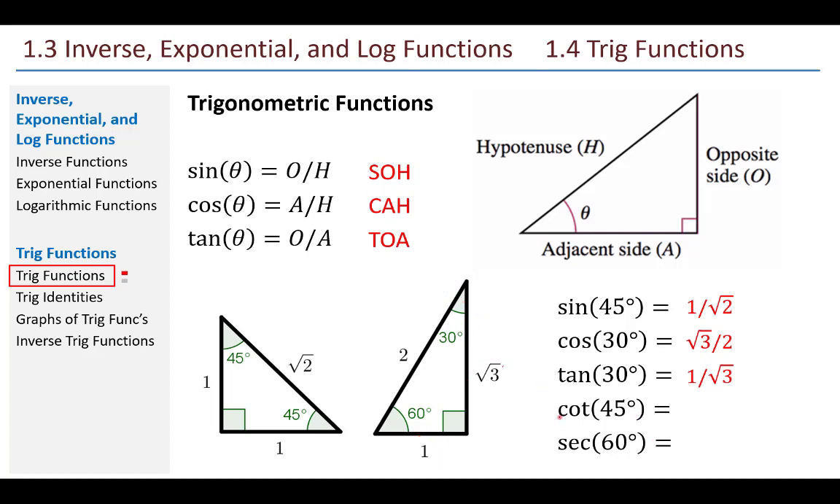Cotangent is the reciprocal of tangent. Right? Cotangent is the reciprocal of tangent. So here's my 45. I'm going to do adjacent over opposite. That flips it over from the normal tangent, but it's still just 1 over 1. And my last problem, secant. Secant is the reciprocal of cosine, 1 over cosine. So cosine is adjacent over hypotenuse. Secant, I find my 60, and I'm going to do hypotenuse over adjacent. So 2 divided by 1. And that gives me 2.